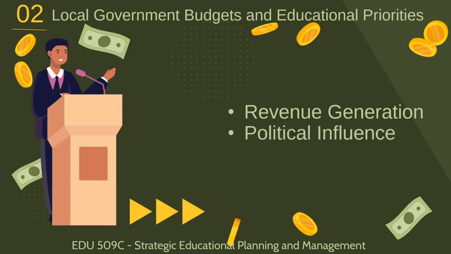Also, the political influence. Another key point is the influence of local political priorities. So the local leaders decide how much of the budget will be allocated to education versus other sectors. So some may prioritize building new schools, while others may focus on increasing teacher salaries or introducing new technology into classrooms. So these political decisions are deeply intertwined with the local economic environment.